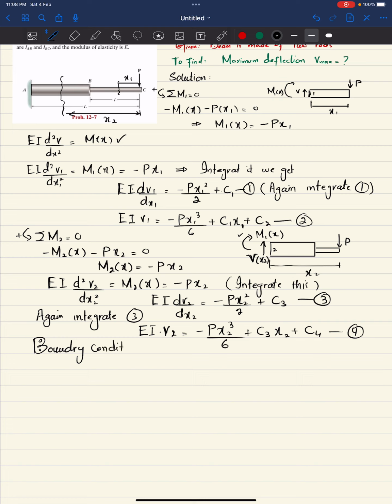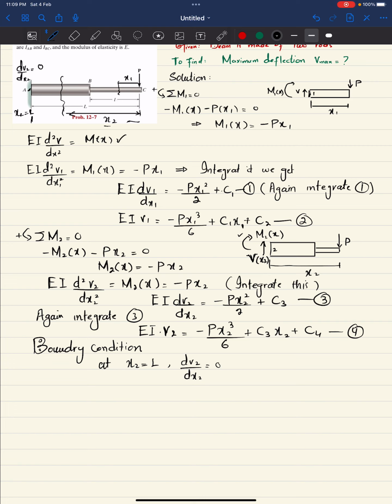The reason for this portrait view is that we can quickly view all the equations on one page. The first boundary condition is that at x2 equal to L, we have dv2 over dx2 equal to 0. You can see x2 starts from here and ends here, so at x2 equal to L we have the slope dv2 over dx2 equal to 0 because this is a fixed support.